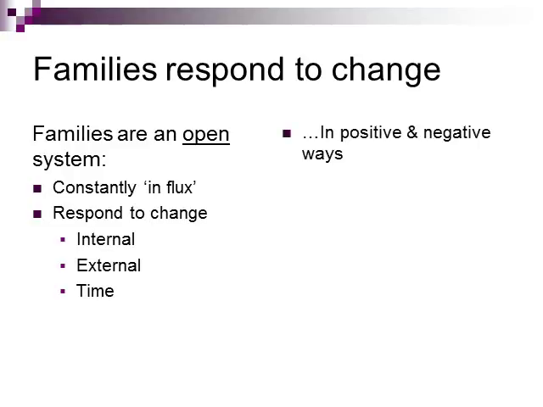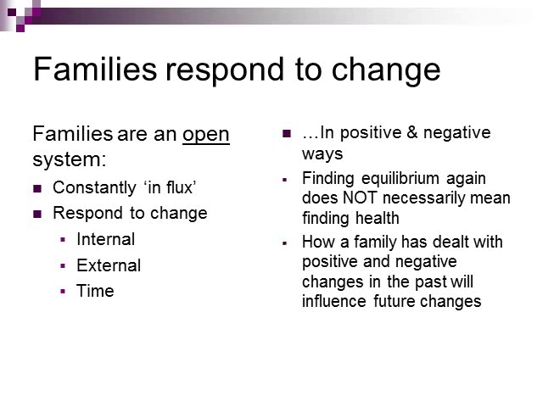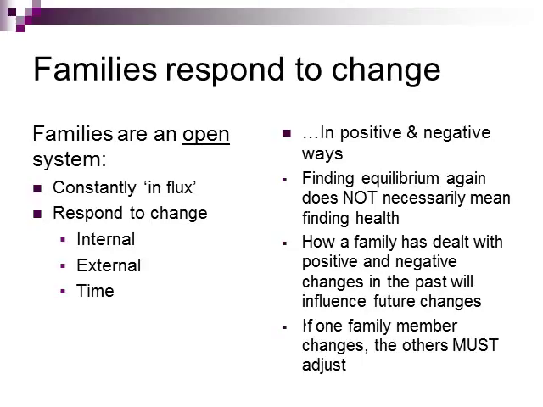Now, I'm sure you know that some families deal with changes more successfully than others. A few quick thoughts as we begin this discussion. First, finding equilibrium again does not necessarily mean finding health. How a family has dealt with positive and negative changes in the past will influence future changes. A family's past rules, roles, and relationships will naturally be brought into this present illness and health crisis that they are dealing with. And finally, if one family member changes, the others must adjust.